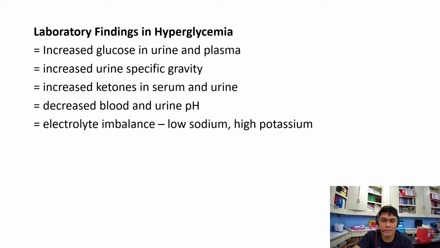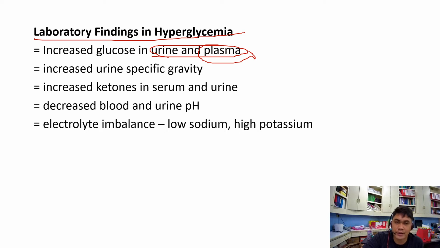Next, you have laboratory findings in hyperglycemia. What are the expected laboratory results in patients with hyperglycemia or patients with diabetes mellitus? First is increased glucose in urine and in plasma. There's an increase in plasma glucose concentration because of the inability of the body to use glucose as a source of energy due to deficiency in insulin or resistance to insulin. The glucose cannot enter the cell.